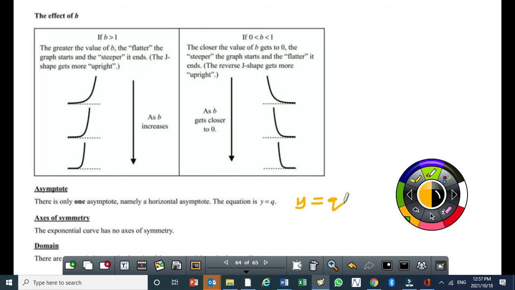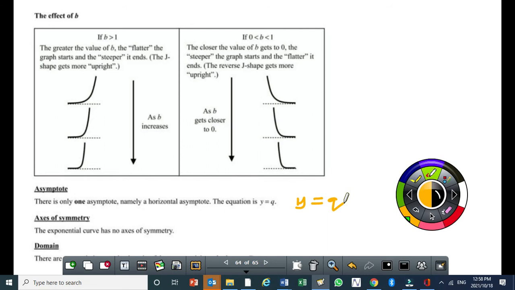The determination of the asymptote is very, very easy. If I give them the equation, identify your value of q, then write your equation as y equals q. So that's straightforward. We did that last year. So the way you were doing it last year, when it comes to the horizontal asymptote, hasn't changed. The grade 10 and 11 equation of an asymptote of an exponential function remains the same. As for the axis of symmetry, it has no axis of symmetry like the hyperbola. There are no axes of symmetry.